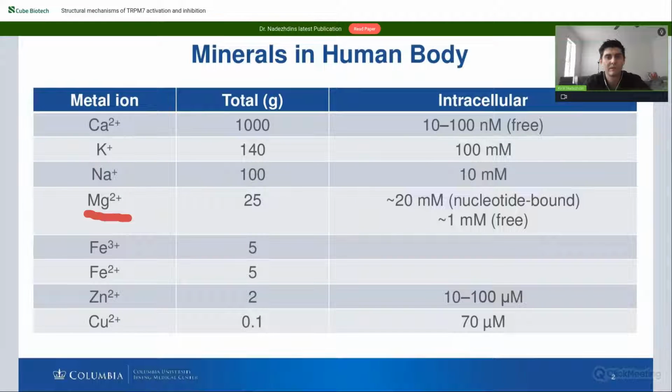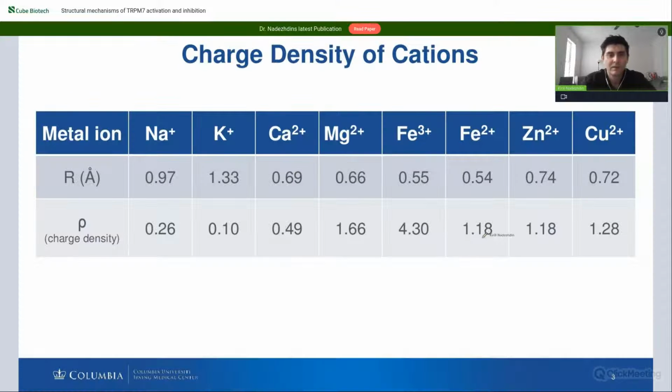And why does it happen so? This is linked to the charge density of cations. As you can see in this table, there are several cations that have very high charge density. I'm not going to talk about iron because it does different stuff. But the most abundant cations are sodium, calcium, potassium, and their charge density is very low. And for magnesium, the charge density is pretty high. It means that it is very reactive. And let's talk about magnesium a little bit more.